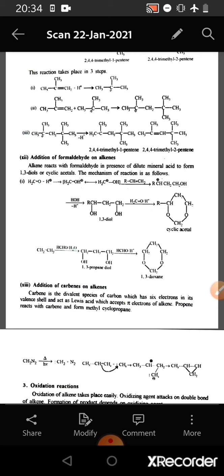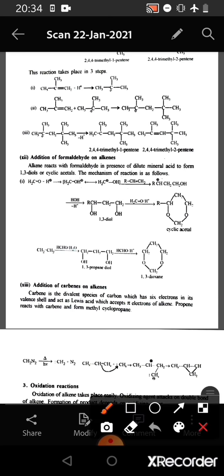Alkene reacts with formaldehyde in presence of dilute mineral acid to form 1,3-diols or cyclic acetals. So here we see that aldehyde, that is formaldehyde, adds on a proton and forms protonated formaldehyde, which exists in two resonating forms. And this on addition with alkene forms carbonium ion which has hydroxy group. Now this carbonium ion undergoes hydrolysis, loses a proton and forms 1,3-diol. Now this 1,3-diol further reacts with another molecule of formaldehyde in acidic medium and forms cyclic acetal.